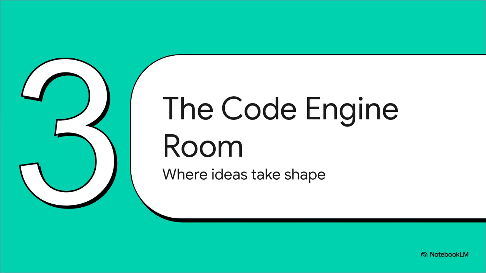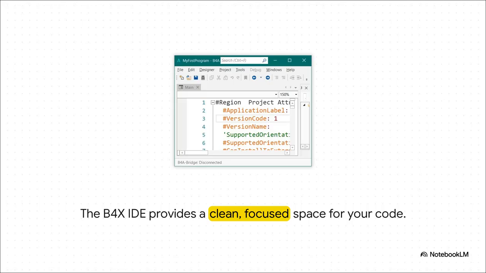So with our project created, we now enter what I like to call the engine room. This is the main code editor. It's the heart of the IDE, and it's where you'll spend most of your time, really crafting the logic that's going to power your application. And the first thing you'll notice is how clean and uncluttered this space is. Everything is designed to keep you focused on what matters, your code. You've got line numbers, syntax highlighting, all the standard tools you'd expect.